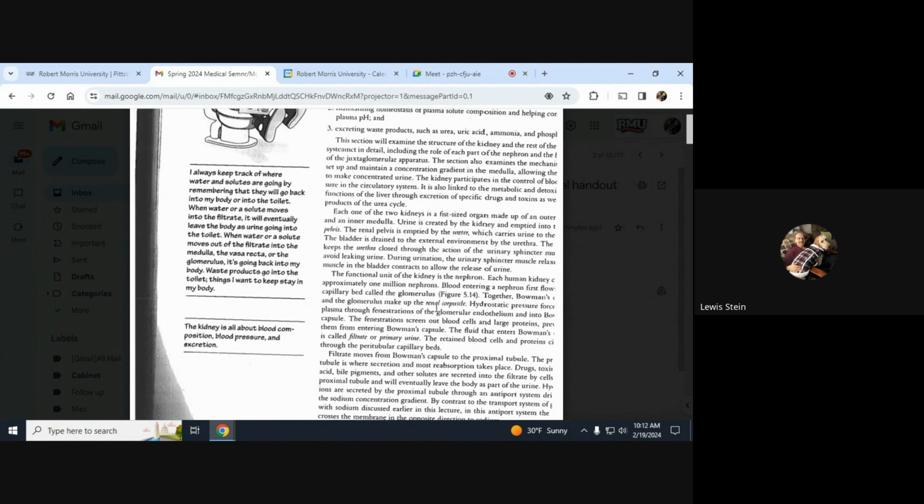tubular reabsorption, and lastly, tubular secretion. But I would add a last one myself, even though it's not classic, but extraordinarily important, and that's basically concentrating the urine.